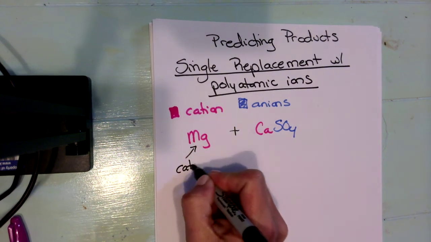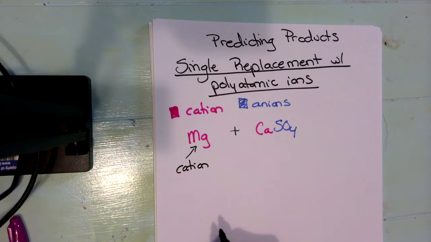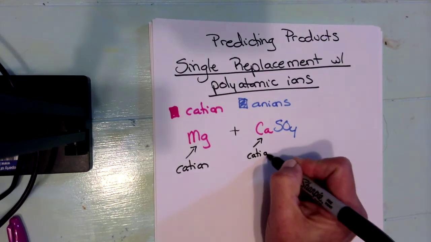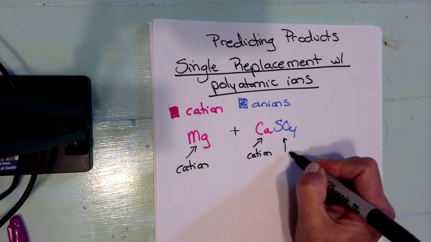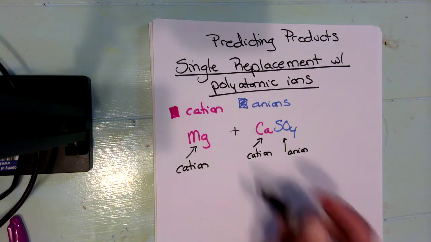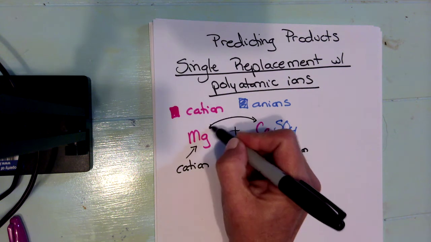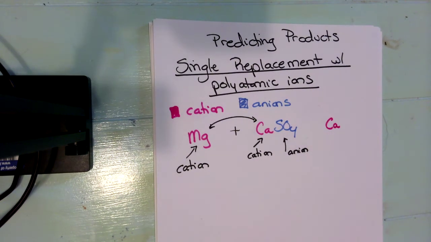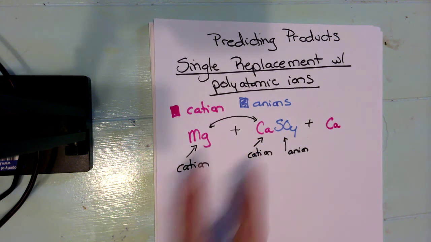This would form a cation because it's on the far left of the periodic table. This one is a cation because cations always come first, and this one is our anion. So we need to identify what's going to be replaced. The magnesium will swap places with calcium, and so calcium will be by itself. Then we need to figure out what is our new compound.